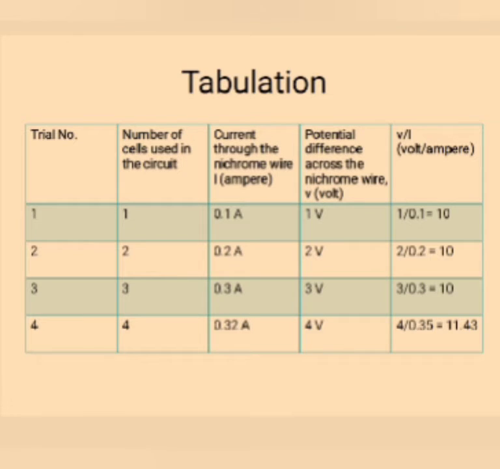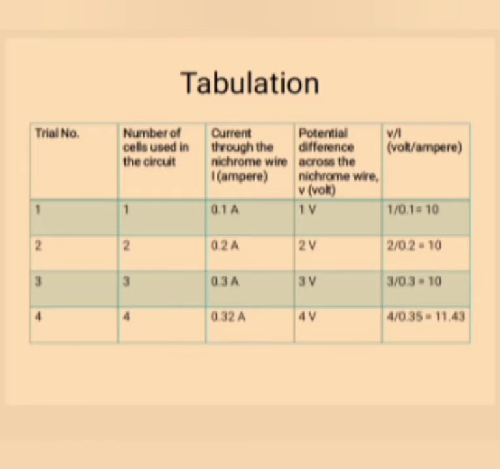So, potential difference and current are directly proportional. As the current increases, potential difference also increases. Find the value of V by I. When one cell is connected, the value of V by I is 10. When two cells are connected, it is 10. For 3 cells, it is 10. When 4 cells are connected, it is 11.43.